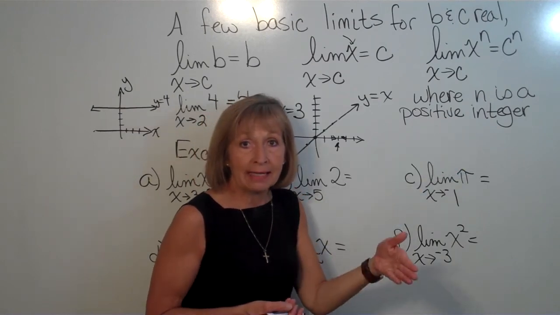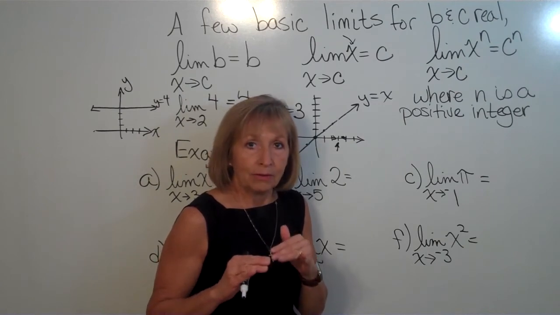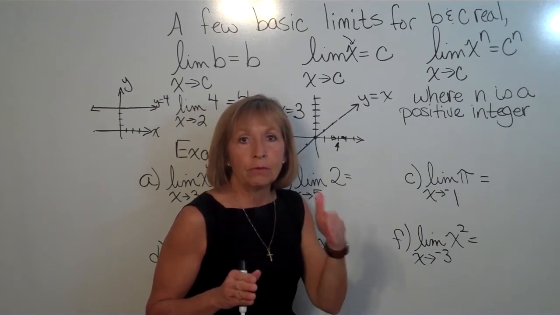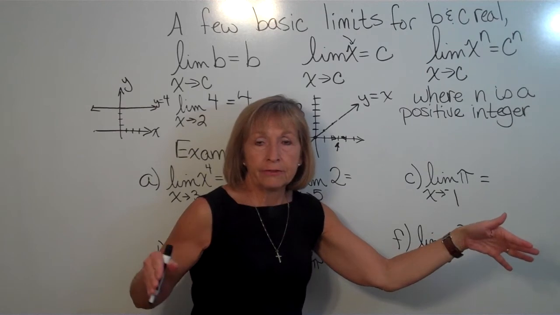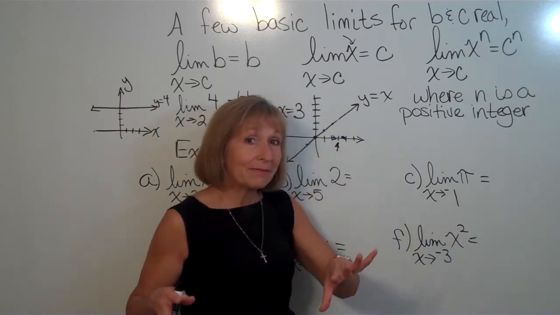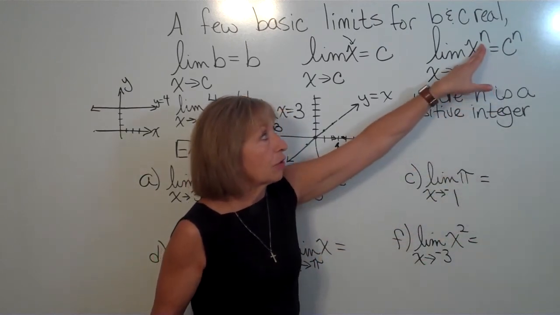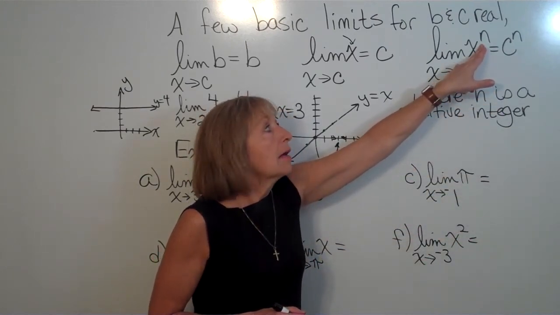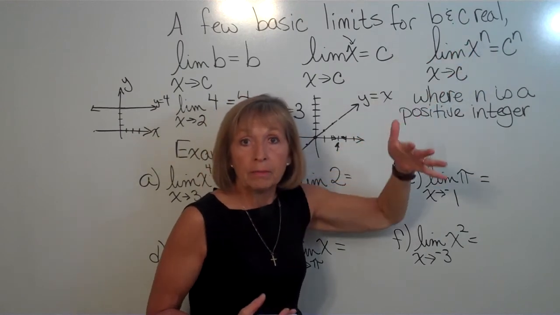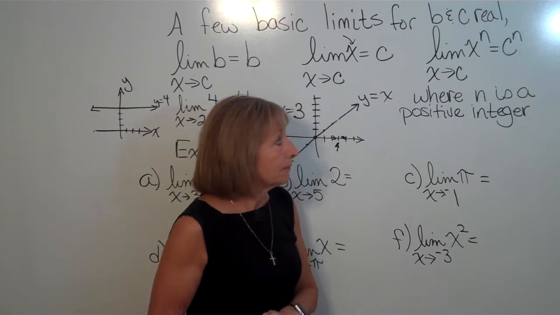So positive means it's got to be greater than 0. Integer means it's from the set 0, 1, 2, 3, 4, negative 1, negative 2, negative 3, negative 4, etc. So the numbers that are positive out of that set would be 1, 2, 3, 4, 5, 6, 7, etc. So my exponents on my variables so far, we'll learn about other ones as we go, but here they're going to be a positive integer.